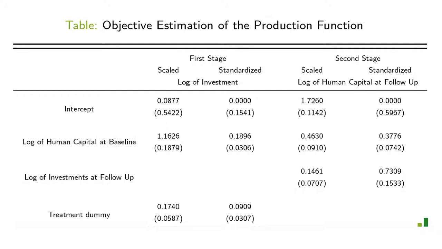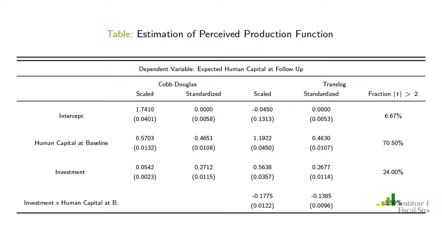When you ask parents what they think this production function is, then what you get, the best fit model would be a Cobb-Douglas versus something that would be what we call a translog. 46% of a standard deviation is the impact of human capital H0 at H1. And then instead of 73%, it's 27%.